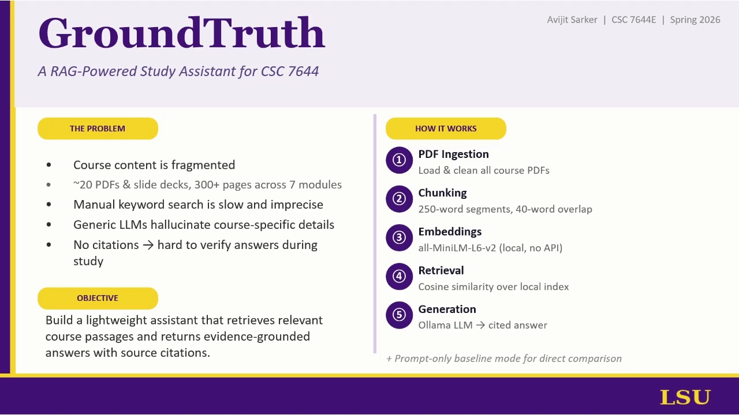So my objective was to build a lightweight assistant that retrieves the most relevant course passages and returns evidence-grounded answers with source citation. At a high level, the system works in 5 steps. First, it ingests and cleans the course PDFs. Second, it splits them into 250-word chunks with 40-word overlap. Third, it creates local embeddings using the all-MiniLM-L6-v2 model. Fourth, it retrieves the most relevant chunks using cosine similarity over a local index. Finally, it uses a local Llama language model to generate a cited answer. And I also included a prompt-only baseline mode for comparison.